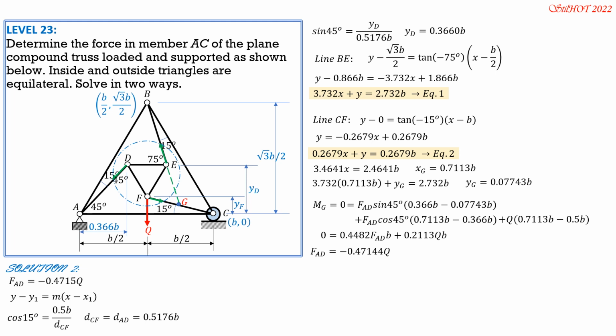So they are equal. Therefore, the solution should be the same as in solution 1. We proceed to joint A, summation of vertical forces is 0, then the result would still be the same. So that's why FAC is also 0.4296 of Q tension. So that's it for this second solution to level 23 problem.